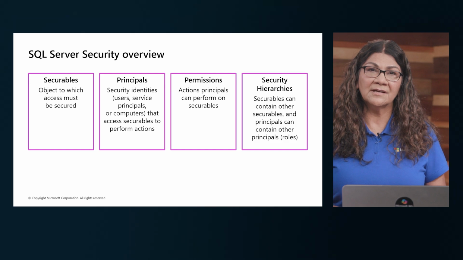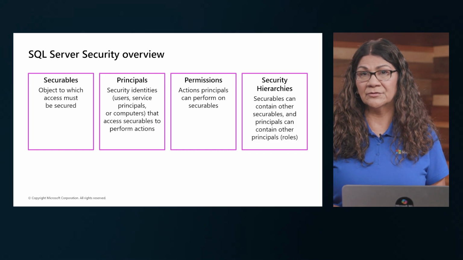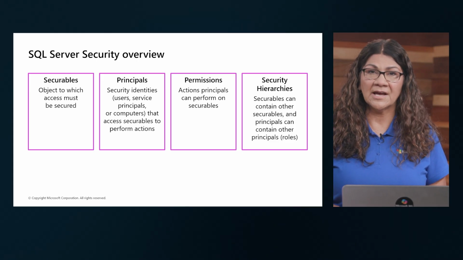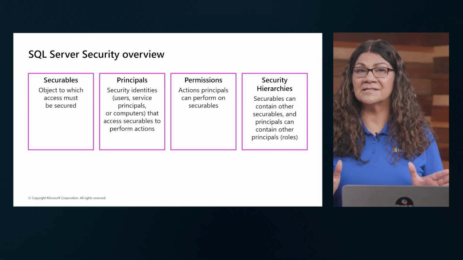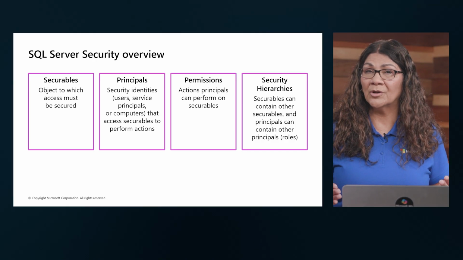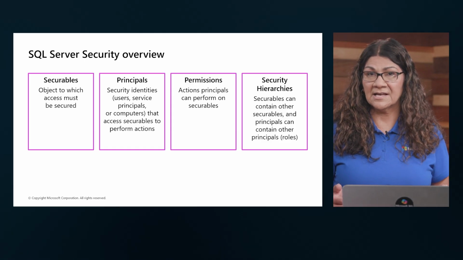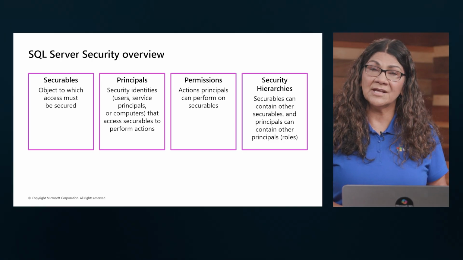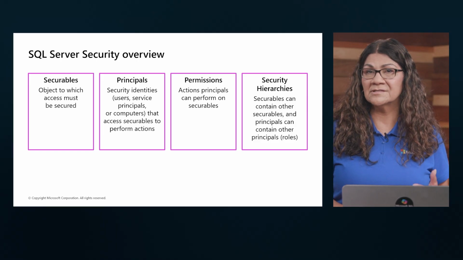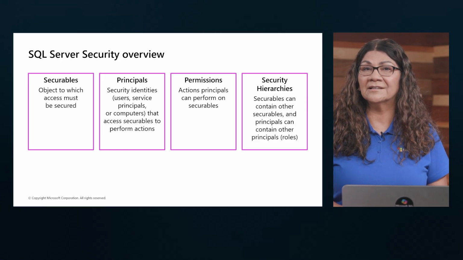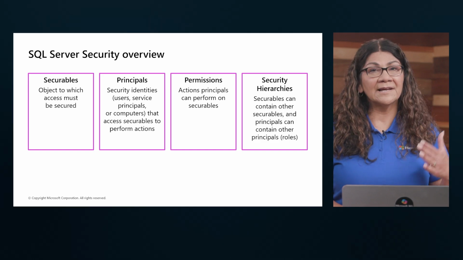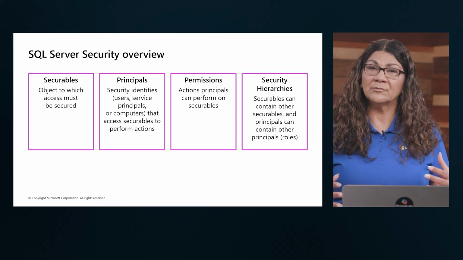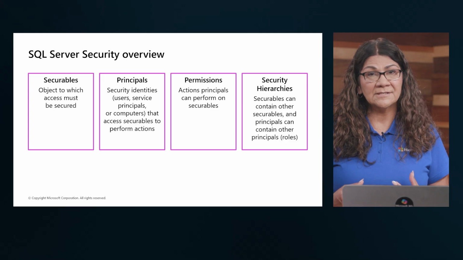Now let's take a look at the foundational components of SQL Server security: securables, principals, permissions, and security hierarchies. What we can see here emphasizes how each plays a role in protecting data and managing access. Securables are the objects that require protection, such as databases, tables, stored procedures, and the like. The best practice here is to classify them by sensitivity, like high, medium, and low security, and apply appropriate access controls, like restricting financial data to authorized roles.